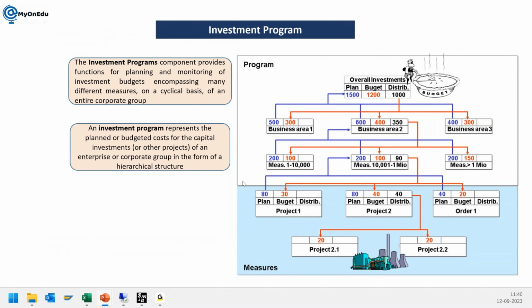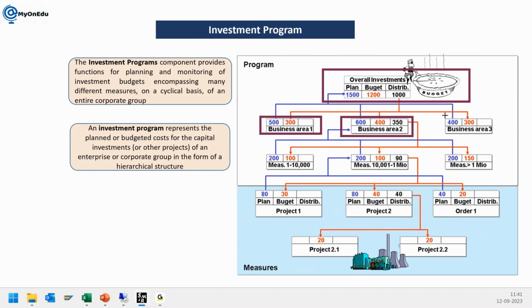Here is an example. We will create the same thing in the system like this. Let's say we have the overall investment: what is the plan value, what is the budget value, and what is the distribution? We have 1500 as a plan, but we have assigned a budget value of only 1200, and out of 1200 we have only distributed 1000. What does distribution mean? For example, if the position has 1000 as a budget, we can calculate 300, 400, and 300 is 1000. So it is collecting information from its sub positions.